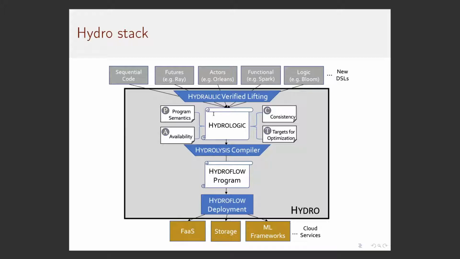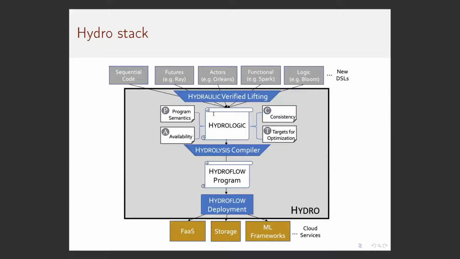Okay, so they call this the Hydro stack. Maybe the entire thing is a pun on hydraulic, because you use a lifting first from DSL to Hydrologic, the intermediate representation that the compiler supports, more like a declarative program at the Hydrologic level. And Hydraulic is the lifter, verified lifting, to lift a given program in a DSL to Hydrologic. Then the argument is that with the compiler support, it's possible to address different facets of the deployment separately.